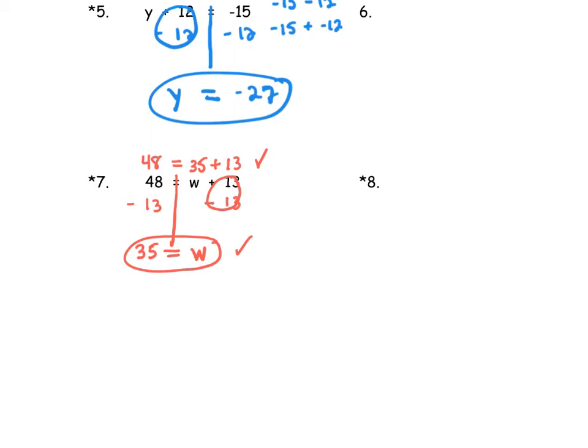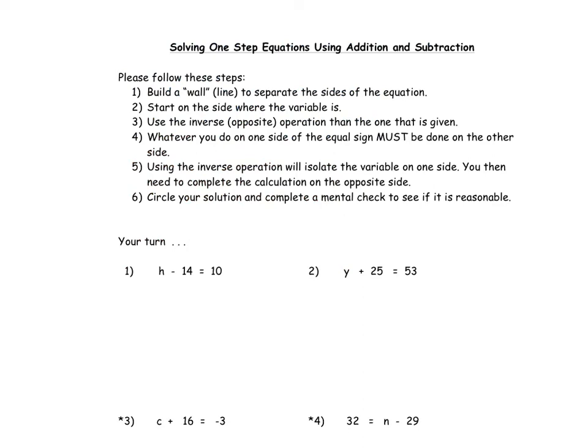So now let's go on to the next page. I've created a step-by-step guide for you. The very first step is to build the wall to separate the sides of the equation. 2, start on the side where the variable is. 3, use the inverse or the opposite operation of the one that is given. So if it's adding, you subtract. If it's subtracting, you add.